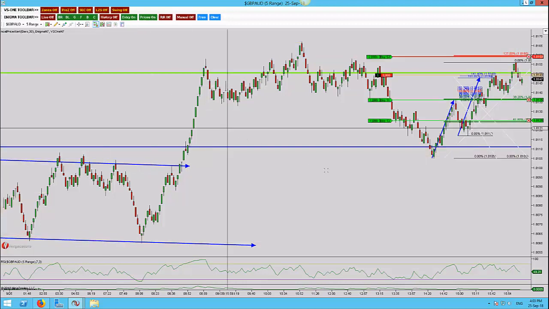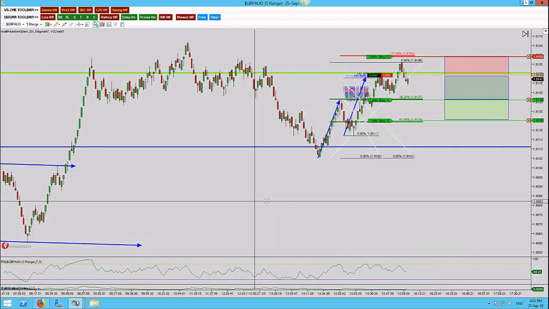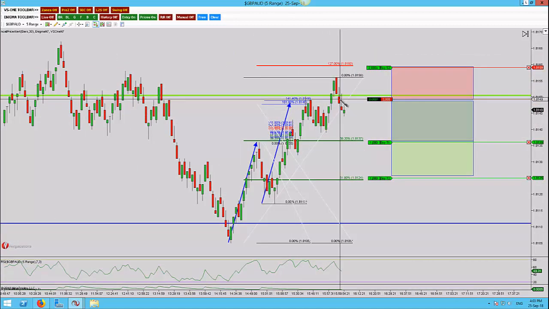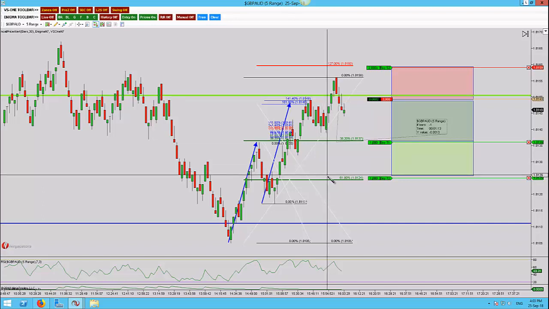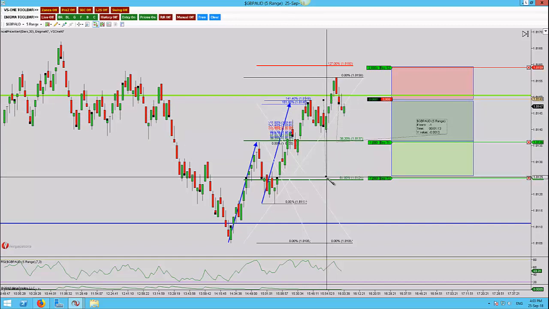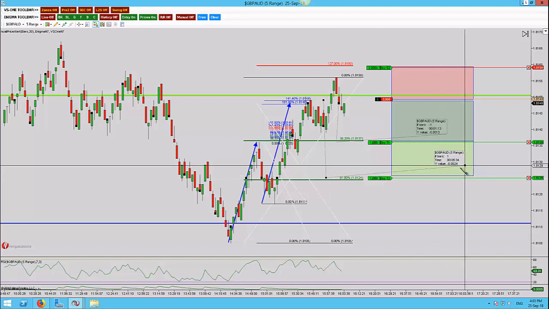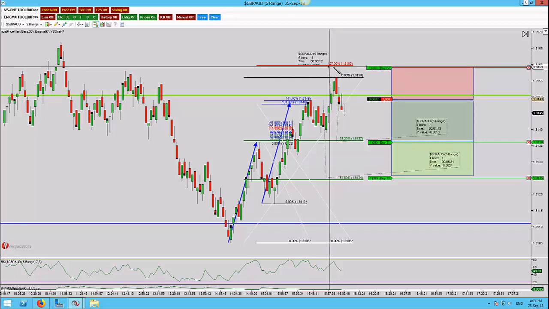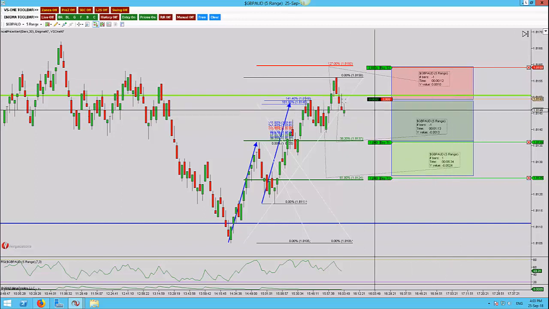So I've been waffling on for a bit. We're back at break even now. There's not a great deal of money in this trade. We're looking at just 13 pips to target one now. 24 pips to target two. And the risk on this trade is 10. So a little overall 1-to-1 there.